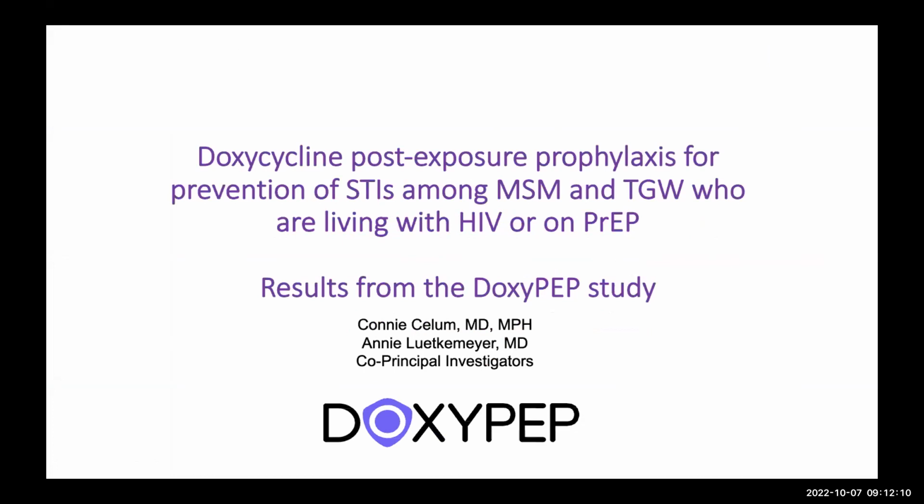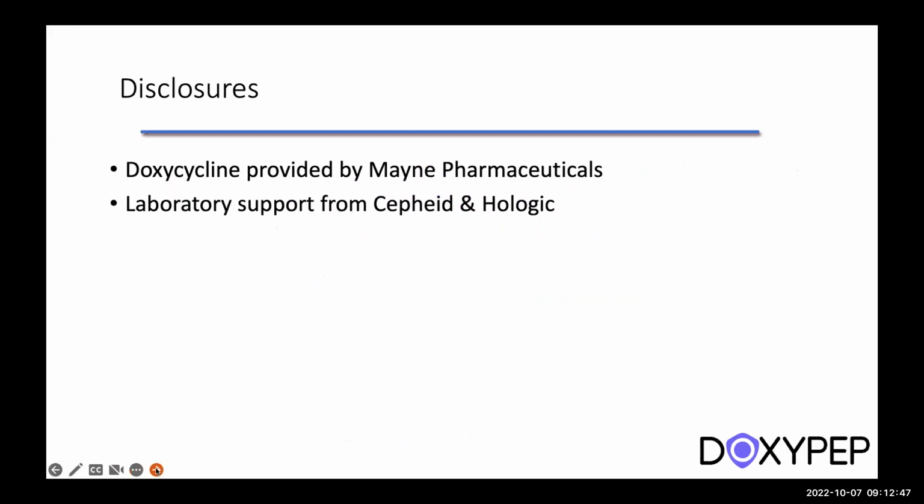I'm a professor of global health and medicine and epidemiology at the University of Washington, and one of the co-principal investigators for what we call the Doxy PEP study, which was recently highlighted at the AIDS 2022 meeting. We looked at doxycycline as post-exposure prophylaxis for prevention of STIs among men who have sex with men and transgender women who are living with HIV or on PrEP. We received doxycycline from Mahn Pharmaceuticals and lab support from Cepheid and Hologic.